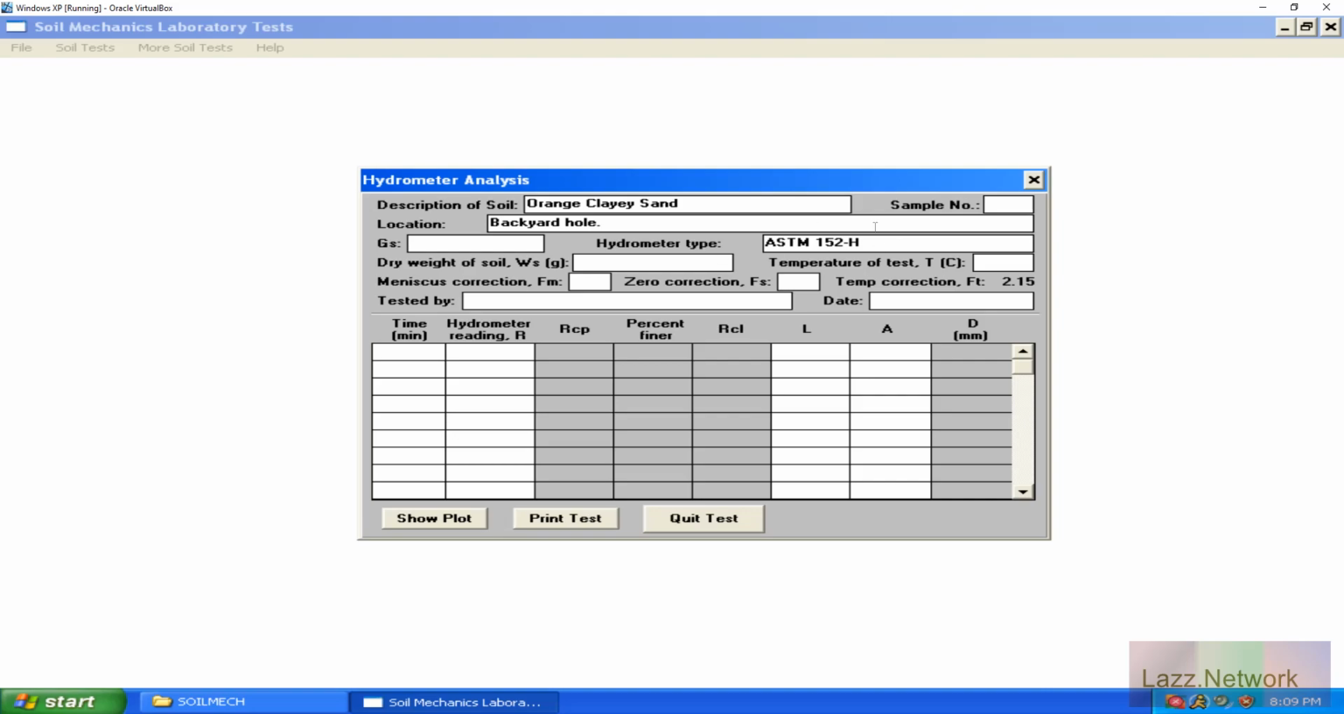For the example that I have here, we use a 152-H hydrometer. So we need a dry weight of our soil, which is known as WS, in grams. So for this soil type, we did, let's see here.